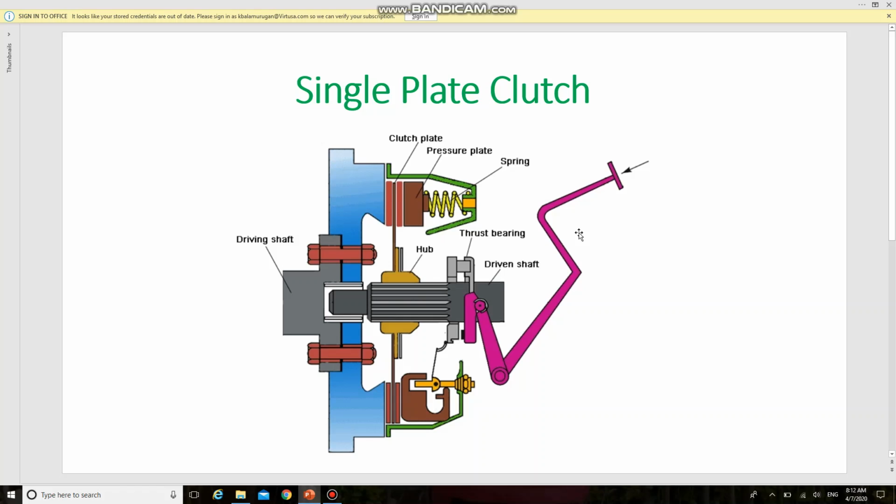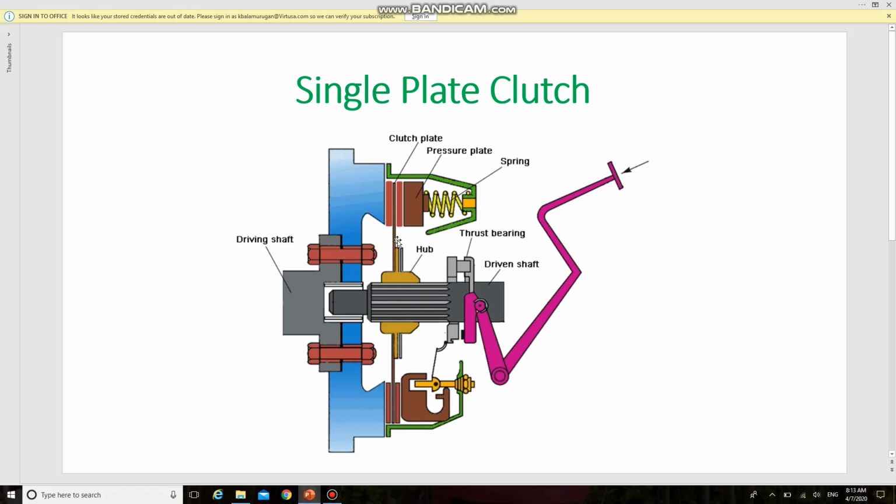Again, if we want to engage the shaft, just release the clutch pedal. Then the springs attached to the pressure plate push the pressure plate forward. The clutch plate is mounted between the pressure plate and the flywheel on the clutch hub. It has both side friction lining, and that is why it is mounted in between the pressure plate and the flywheel and helps in the torque transmission.